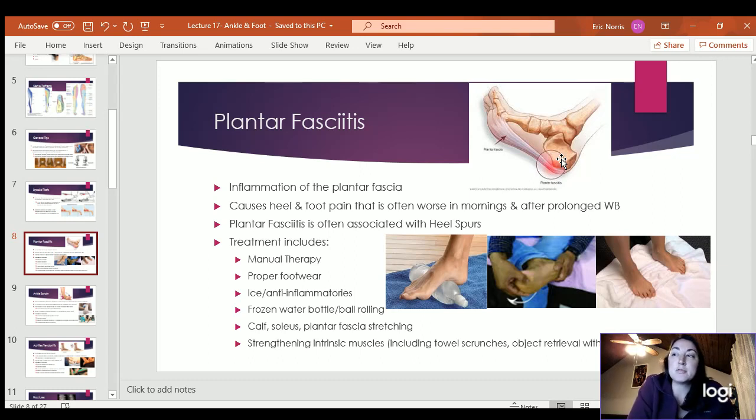So treatment includes manual therapy, making sure they have proper footwear. Again, maybe orthotics, custom orthotics may be made. There's also now a lot of shelf orthotics, meaning you can go to one of these specialty running stores. They can look at your foot and they can recommend a not custom-made orthotic, so one that's just on the shelf, but they have different ones based on what your foot does.